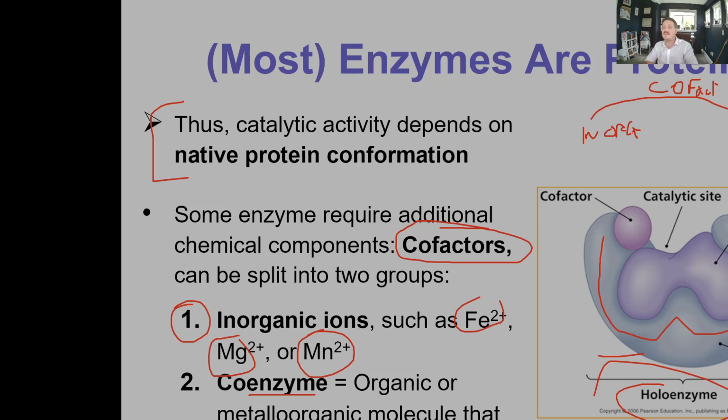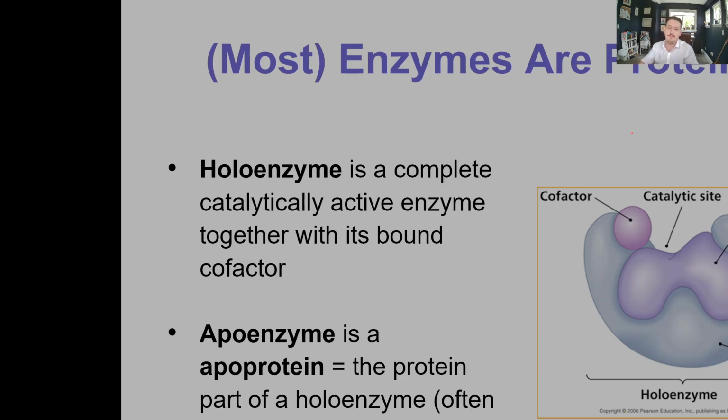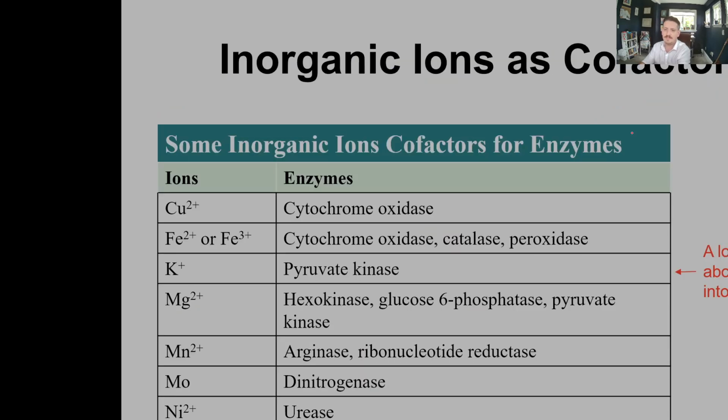FADH2. These are all molecules. Heme is metallo-organic because it's got the iron in the middle, remember from hemoglobin. Or something like NAD, which is purely organic, binds in order to help the reaction proceed forwards. So we covered these terms.